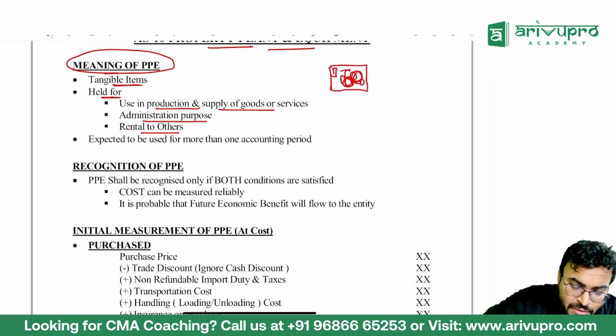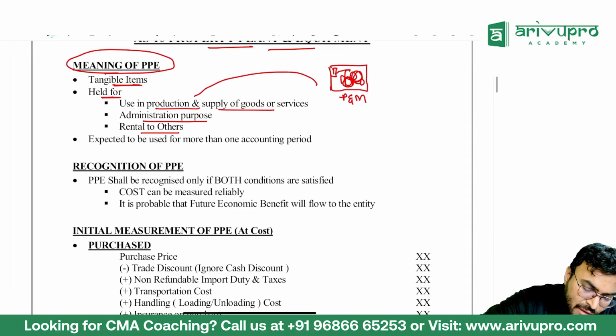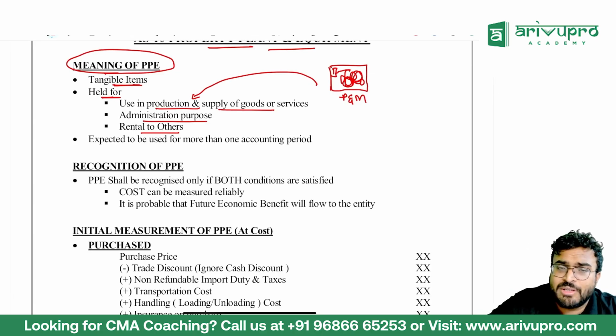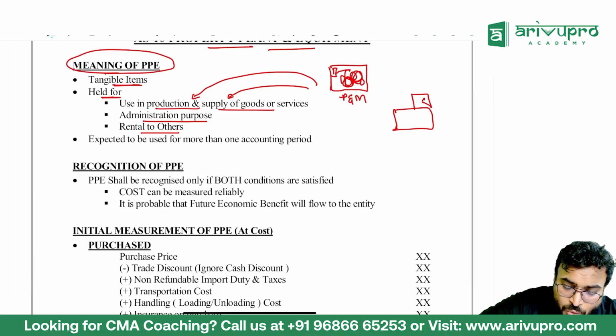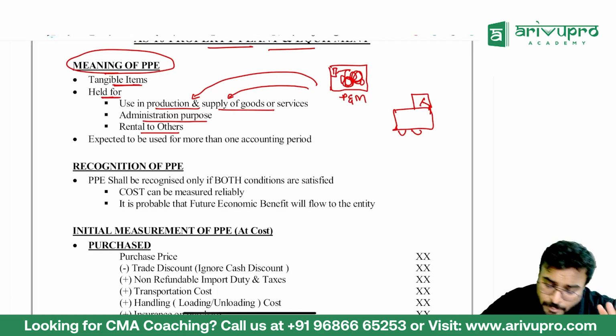You have one machinery, plant and machinery. If you are using this machinery for production, for producing goods, then it will be considered as PPE. Or if you are using it for supply of goods, that means you have one truck, and you are using this truck to supply the goods. That will also be considered as property, plant and equipment.